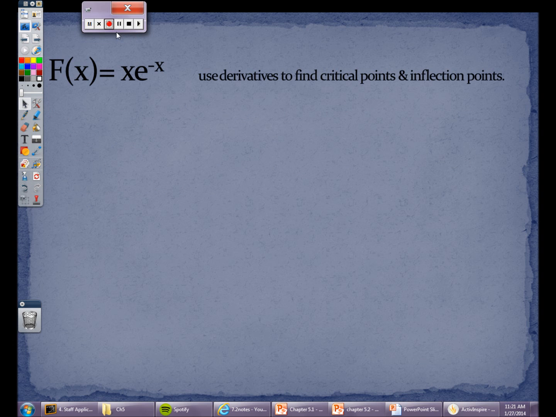Using derivatives, let's find critical points and inflection points of the following function. First, I'm going to have to find the first derivative, f prime. To do that, I'm going to be using the product rule. Here's the first step using the product rule.